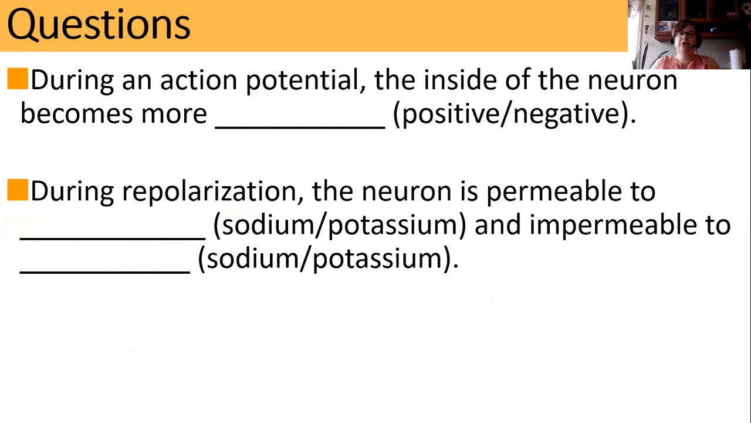During an action potential, the inside of the neuron becomes more, what charge? Excellent. Becomes more positive. During repolarization, so now this is our recovery, the neuron is permeable to what ions and impermeable to what ions? When I say permeable, I'm saying the ion channels are open. When I say impermeable, the ion channels are closed to that ion. So when it's repolarized, it's open to potassium, good, and closed to sodium, good.